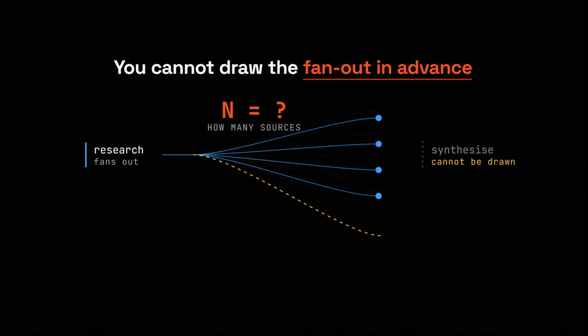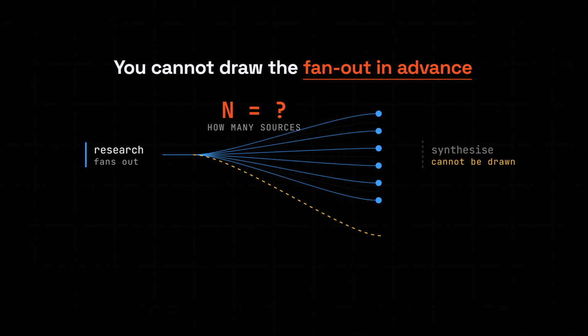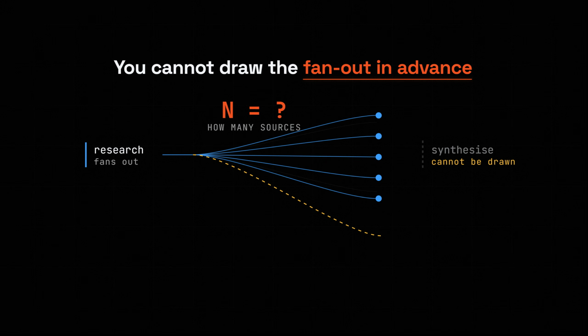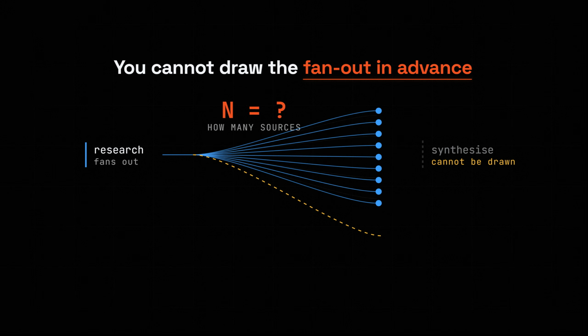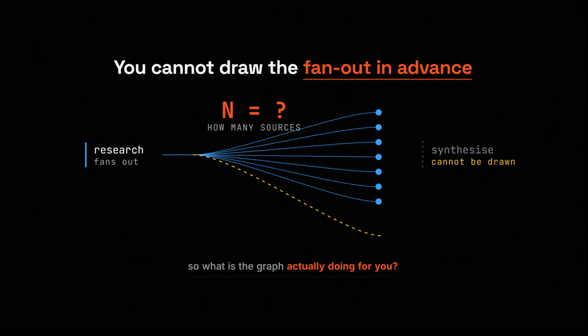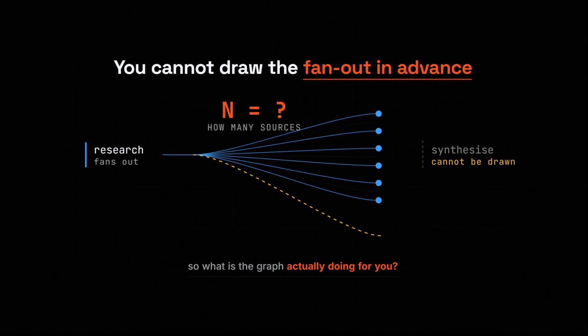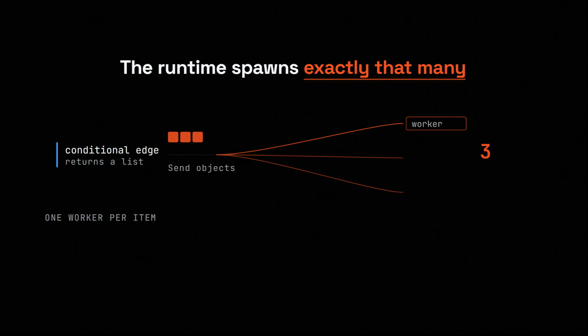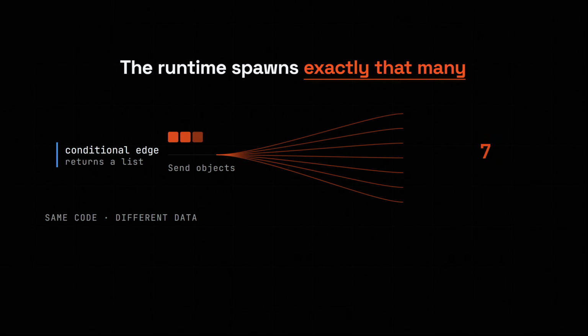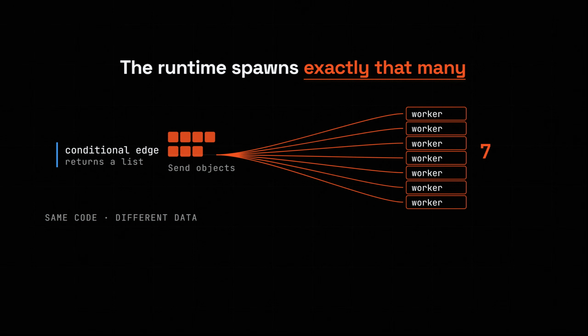Chase and Runkle's own example. You know the research should fan out and then synthesize, but you do not know how many sources there will be. So if you cannot draw the fan out in advance, what is the graph actually doing for you? The answer is the Send API. A conditional edge returns a list of Send objects, one per item, each carrying its own slice of state, and the runtime spawns exactly that many workers. Map reduce, with the width decided by the data instead of by you.